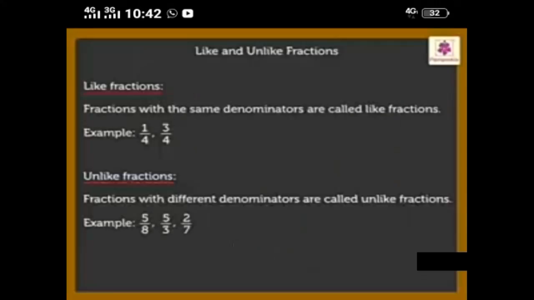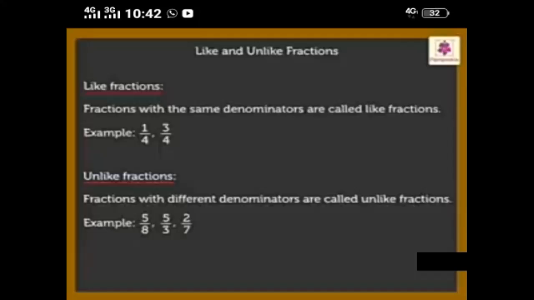Next one. What are the main types of fraction? The important fractions are like fraction and unlike fraction. What do you mean by like fraction? Fractions with the same denominator are called like fractions.